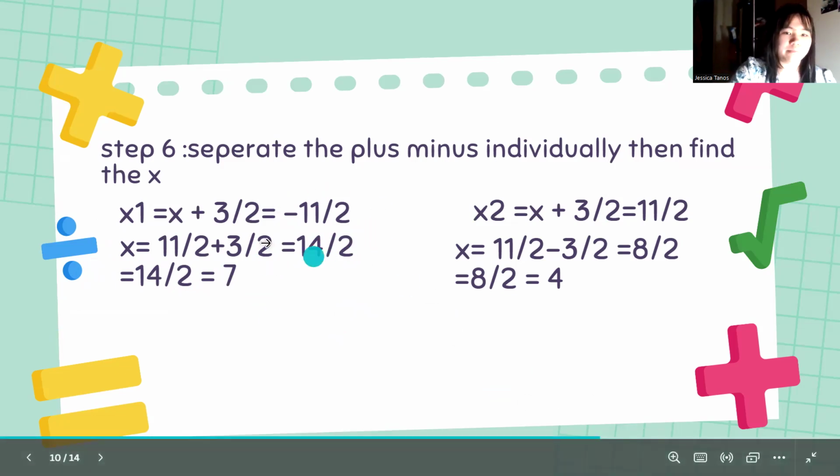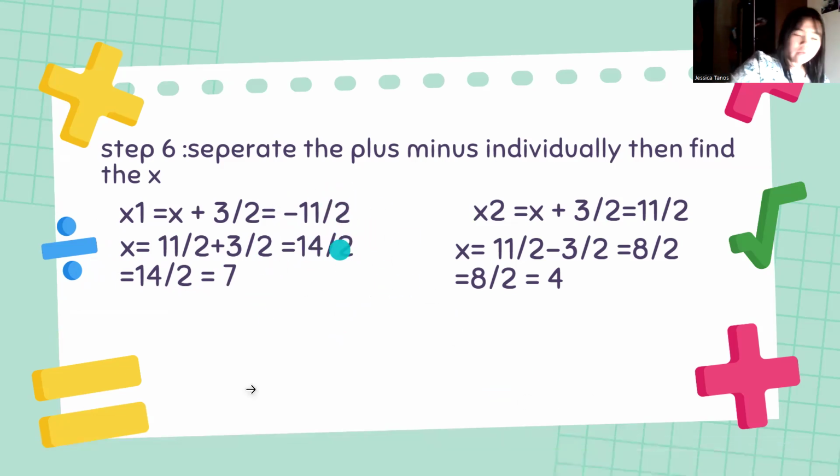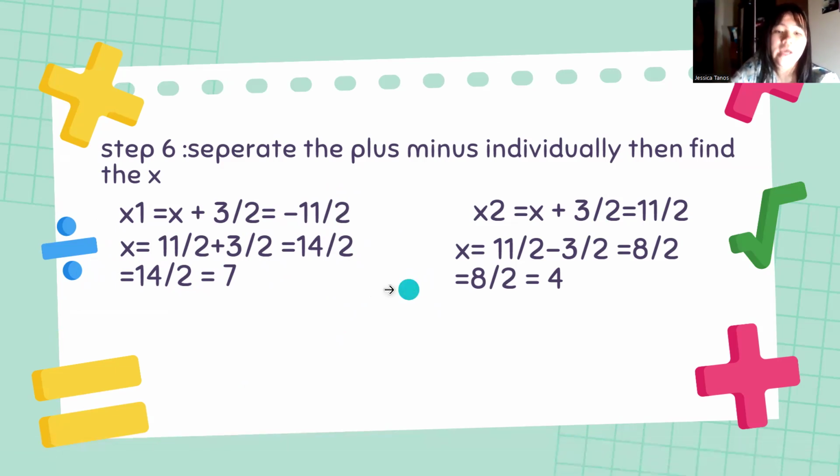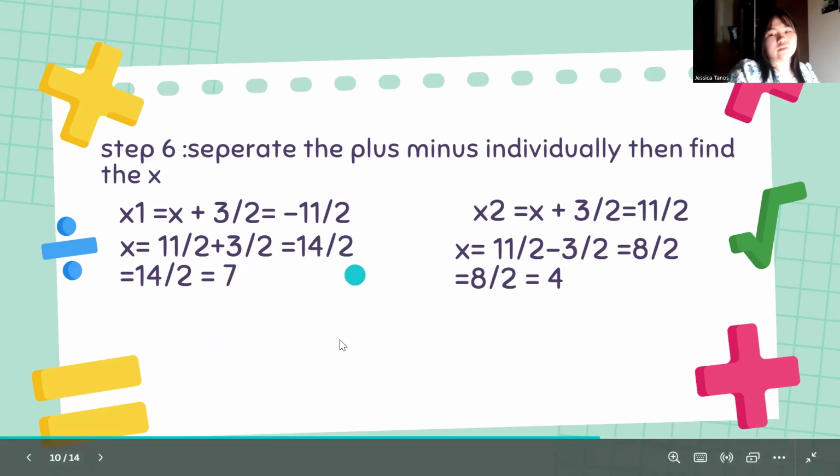Now, 14 over 2 can be divided because 14 can be divided by 2. So one of the possible answers of the perfect square is equal to 7. Wait, I wrote this as negative. Wait a minute. Okay, never mind. Yeah, 14 over 2 equals 7.